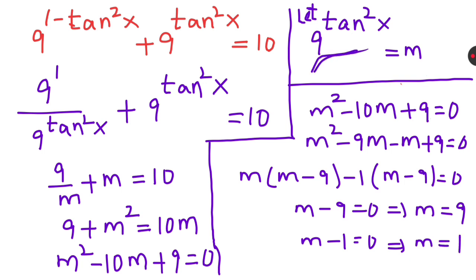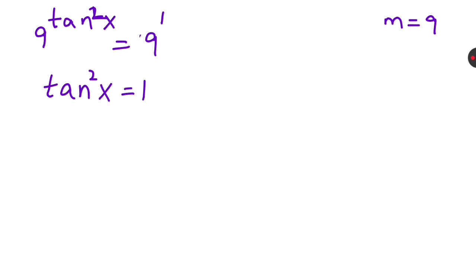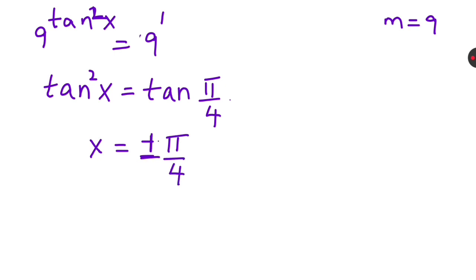We consider 9 raised to power of tan square x as m. Now we got m values as 9 and 1. First we will take m as 9. This 9 we can write as 9 raised to power of 1. Now when bases are equal, we can equate the powers. We can write this as tan square x equal to 1. When the tan value is 1, tan pi by 4 is 1. So instead of 1 we can write this as tan pi by 4. So if tan square x is tan square pi by 4, then x is plus or minus pi by 4, isn't it? One x value is plus pi by 4 and another x value is minus pi by 4.